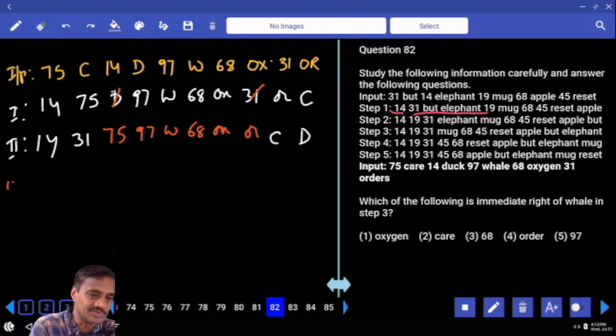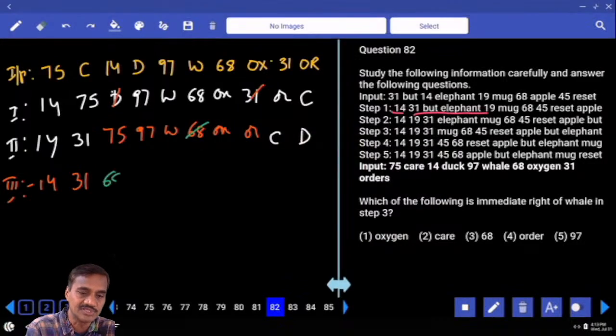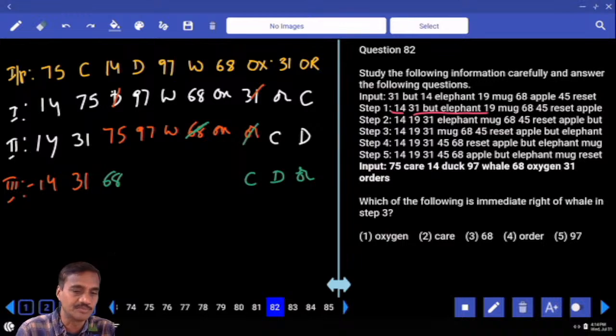Then in step 3, what should happen? The next number after this is 14, 31, and 68. Cancel the ones already used, so writing the remaining elements becomes easy. Next to D, what is next? OR. OR is already there at the same place, right? Then OX next, where should it come? To the last place. Now this is C, this is D, and this is OR. The remaining elements, what are they? 75, 97, W, and next one OX.